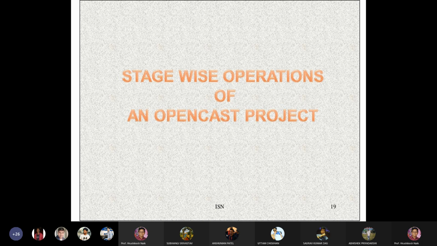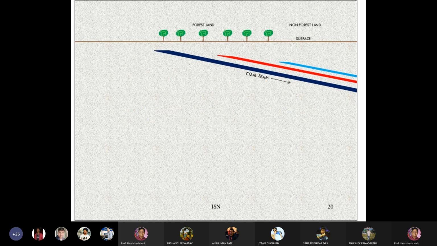So let us discuss the various stage-wise operations carried out in an open cast project. This is the surface. These are the trees, this is the forest land, and this is the non-forest land. This is the coal deposit, and the coal deposit is overlain by these red and blue types of rock and soil materials. Above the coal seam you get the rocks and the soil, so you have to remove this rock and soil to get the coal lying below it.